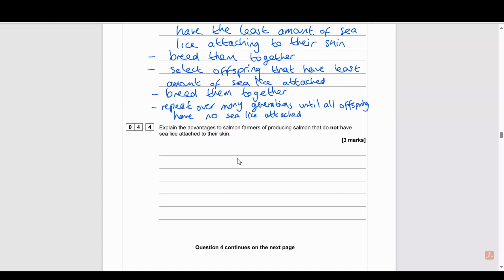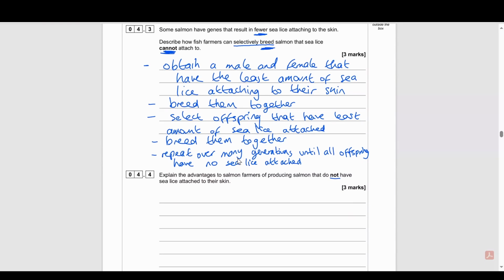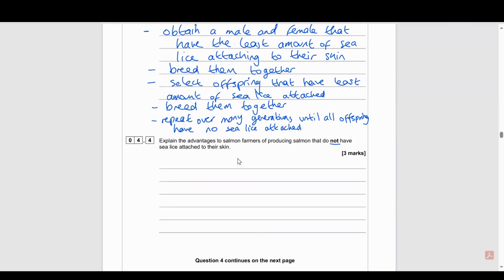4.4. Explain the advantages to salmon farmers of producing salmon that do not have sea lice attached to their skin. So ultimately, we're thinking about what's the purpose of doing the selective breeding that we described in 4.3. Well, why do farmers want to produce salmon? Well, it's probably going to be for sales, selling these fish for people to eat. So, a last point could be for fish farmers to make a better profit.